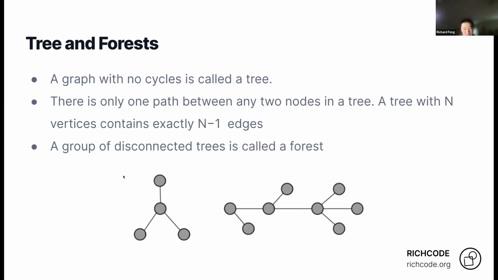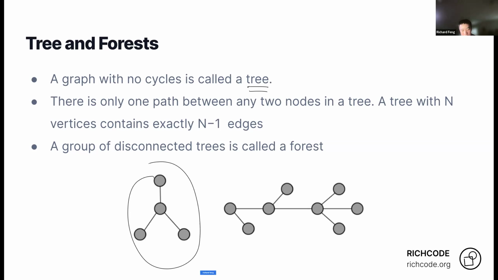Next, we have graphs with no cycles, which are known as trees. So there's only one path between any two nodes in a tree. A tree with n vertices contains exactly n minus 1 edges.